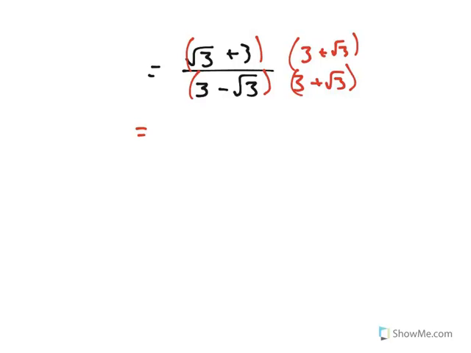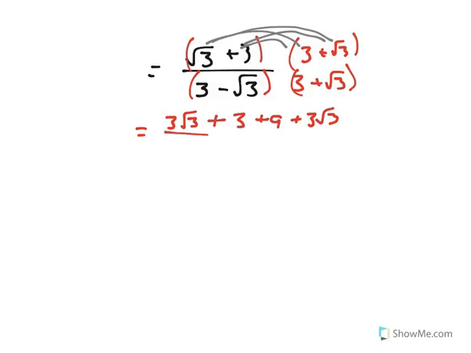Using the distributive property, square root of 3 times 3 is 3 square roots of 3. Square root of 3 times the square root of 3 is going to be 3. The positive times the positive, which is plus. 3 times 3 then is 9. 3 times positive square root of 3 is going to be 3 square roots of 3. Our denominator, 3 times 3 is 9.